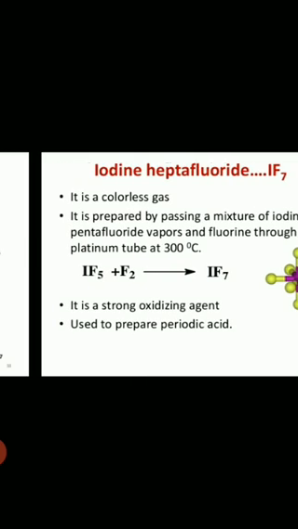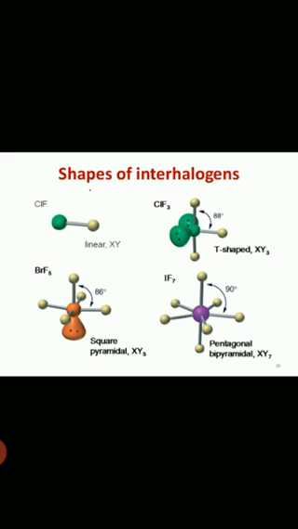Now students, have a look at the shapes of the interhalogen compounds, because generally we get questions related to shape, where you have to draw the shape of ClF, ClF3, BrF5 or IF7. ClF is linear in shape, right? ClF3, of the type XY3, is T-shaped. XY5 type is BrF5 and it is square pyramidal in shape, and XY7, of which IF7 is an example, is pentagonal bipyramidal.